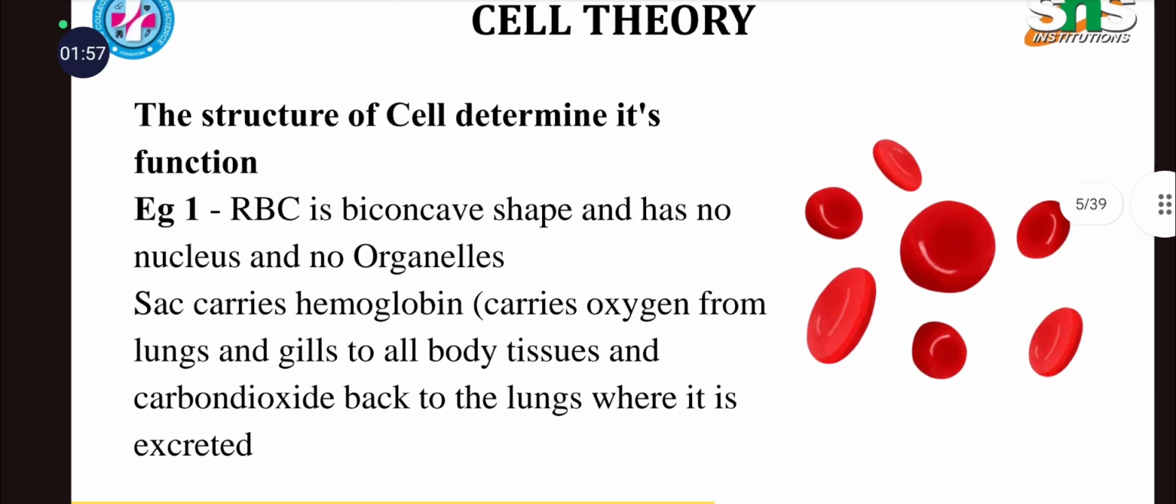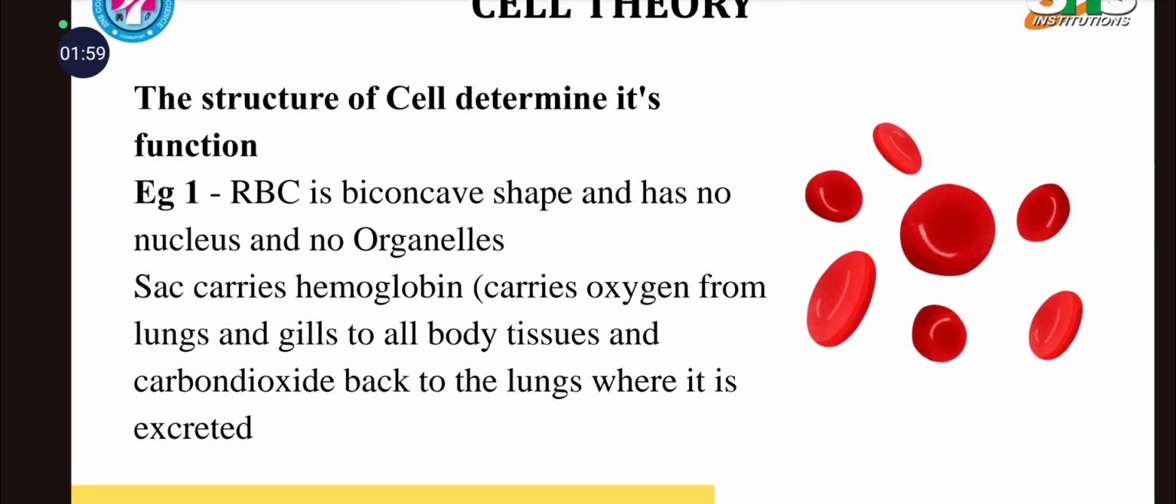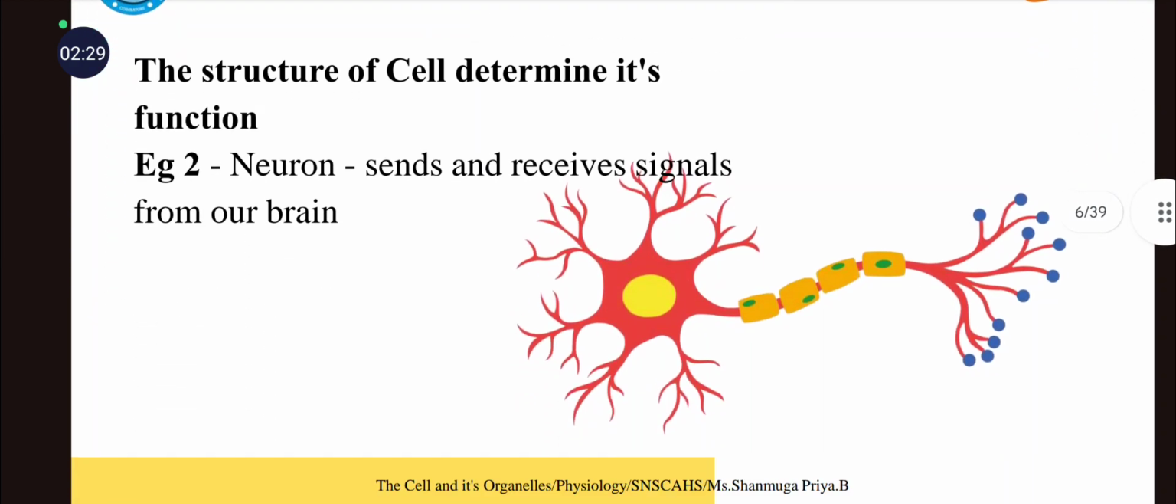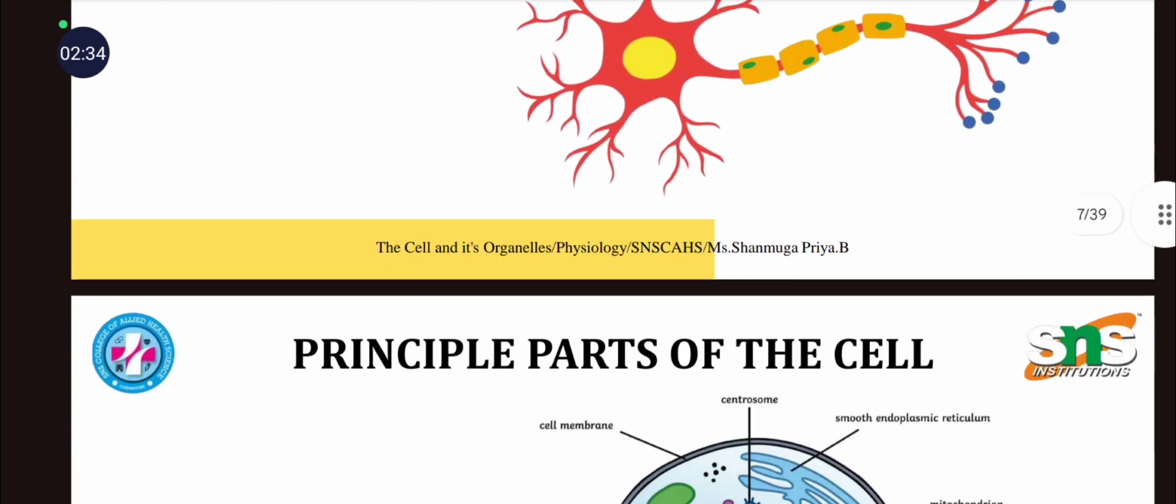Next, the structure of a cell determines its function. For example, the RBC is biconcave in shape and has no nucleus and no organelles. The depression in the RBC is called a sac. It carries hemoglobin. That means hemoglobin carries oxygen from the lungs and gills to all body tissues and carbon dioxide back to the lungs where it is excreted. And another example is a neuron, which sends and receives signals from our brain.